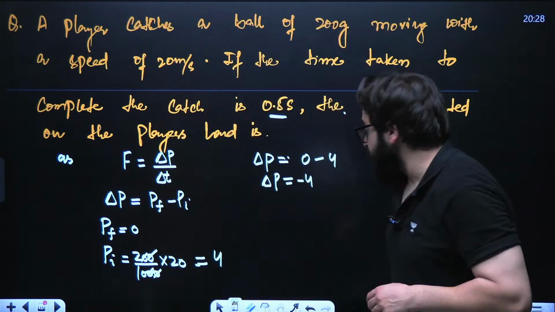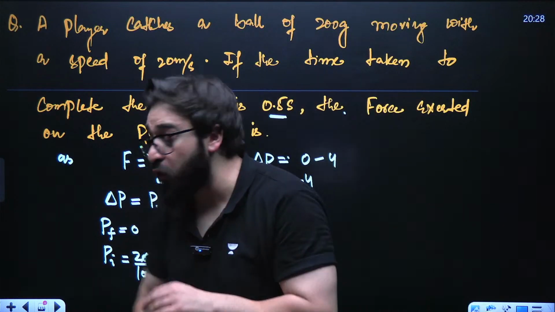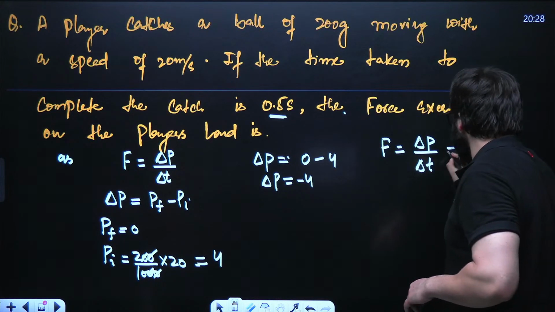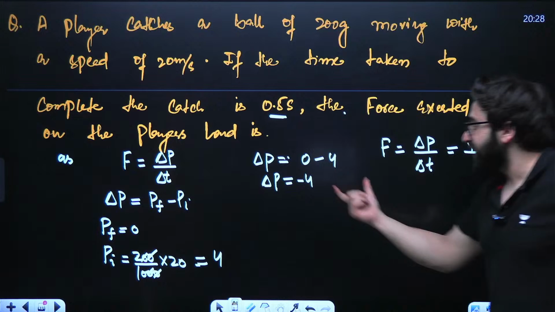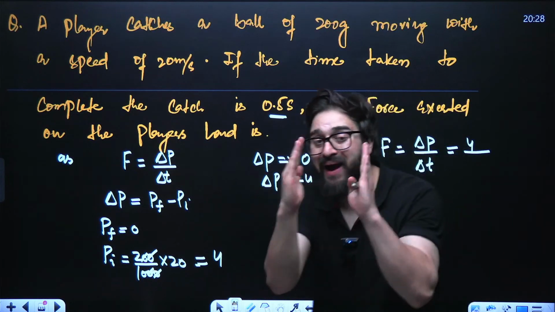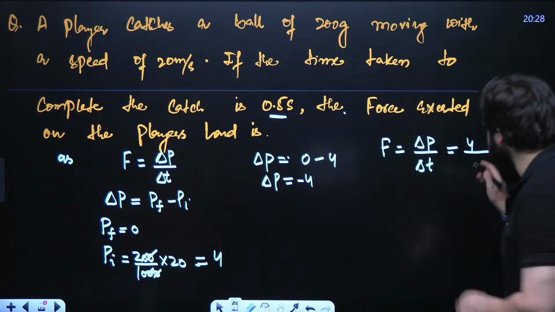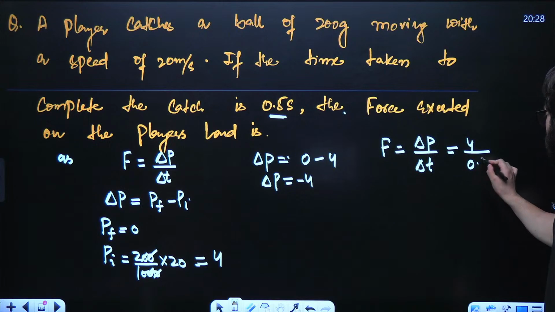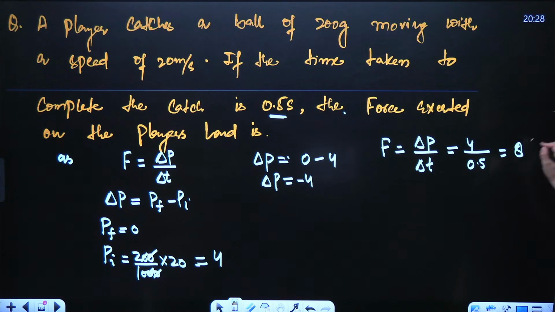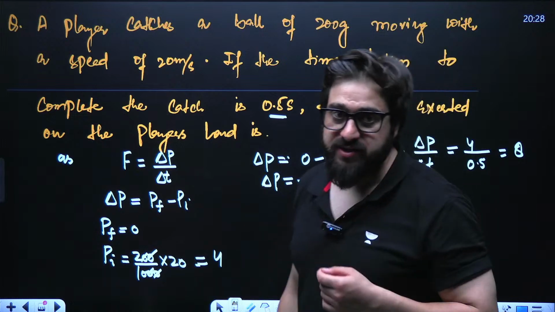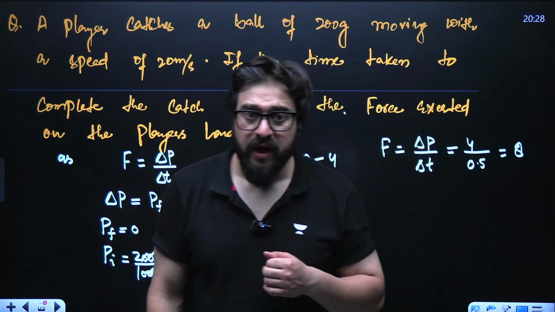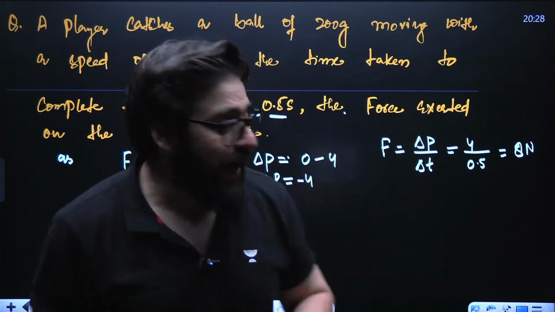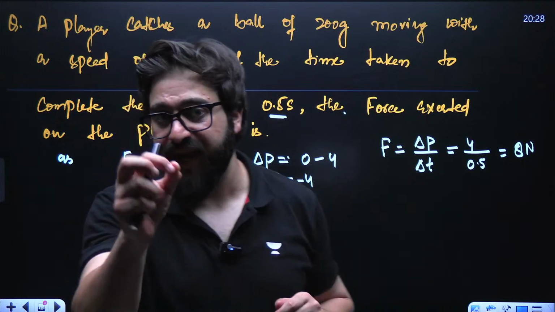Now let's find the value of force. Force in this case will be delta P divided by delta T. Let's take the mod of 4, the magnitude of change in momentum. So that will be 4 divided by 0.5 seconds, so it will come out to be 8. Is this clear? Yes, a lot of students have already mentioned in the chats. So the answer in this case is 8 Newton.